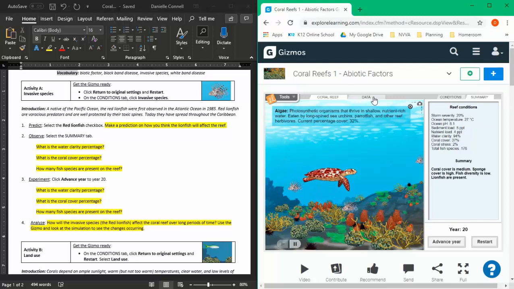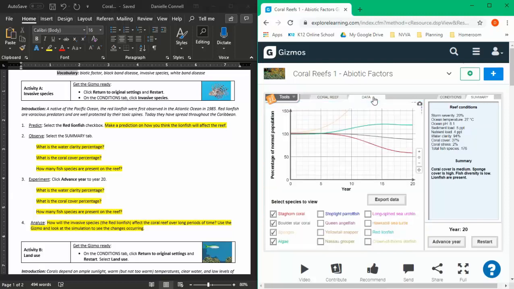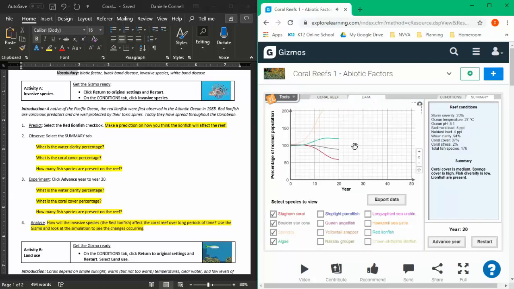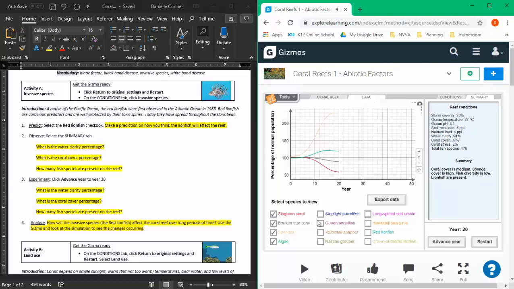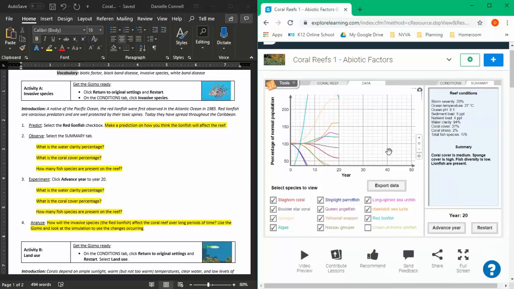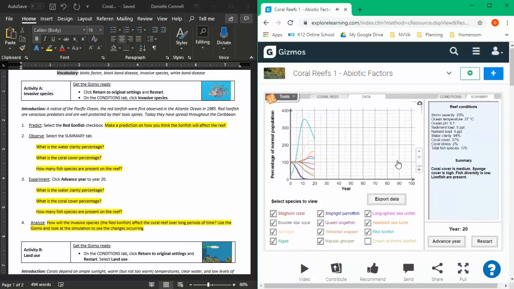Well, guess what? There's a tab right here that says data. And if you zoom out on the data tab, you can manipulate how many organisms you're looking at. I would say select all of them except for crown of thorn starfish because you didn't put the crown of thorn starfish in your population. And then you can look at this graph. Oh my goodness, this big blue line that goes way, way, way up, that's your red lionfish. And all these other ones, you can tell by their color, are showing you what's happening to the other species, okay?